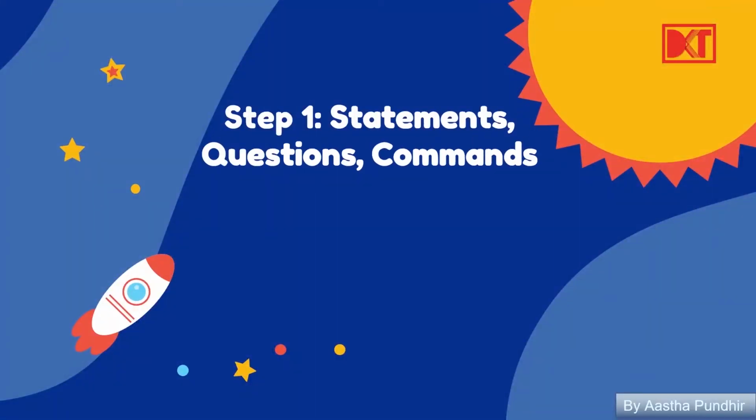So step one, you have to identify whether it is a statement, a question, or a command. A statement is when you're stating something, like, I'm a girl. Questions could be, where are you going? A command could be like, sit down or close the door. Commands and orders. So identify the sentence. Kis tarike ka sentence poocha ja raha hai? Kis tarike ka sentence is in the direct speech? Alright.